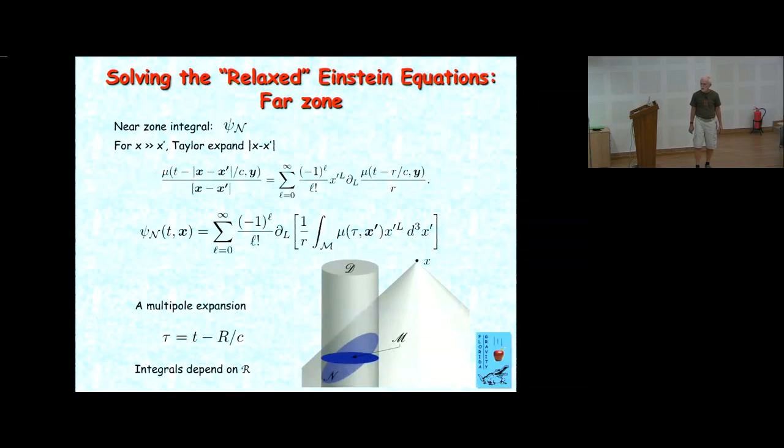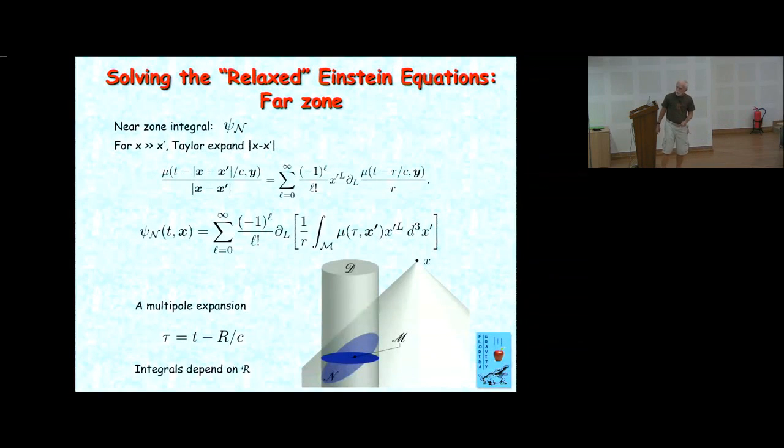Okay, so let's see how you would do that and how you would develop some machinery to show how you can work out this problem and make some real progress. So let's first look at the near zone integral, this part, psi n. We're looking at field points outside in the wave zone, but we need to integrate the source over this near zone. It's a very complicated region to integrate over, right? It's this surface of this null cone, it's kind of curved, and then it has this boundary. So how do you do that kind of an integral?